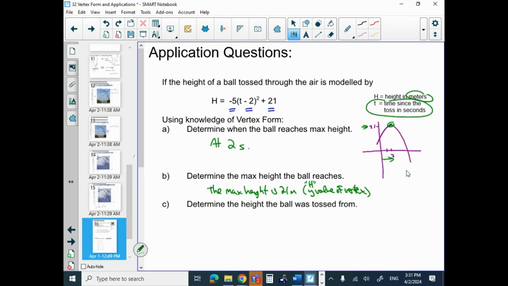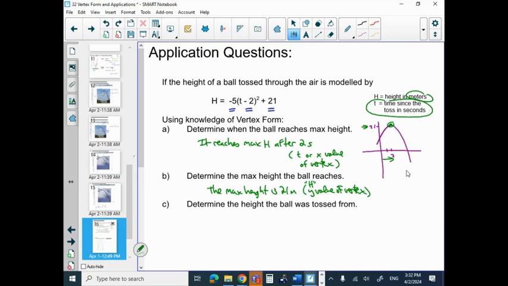And then this one would have been at 2 seconds. So it reaches maximum height after 2 seconds, which is, of course, the t or x value of the vertex.